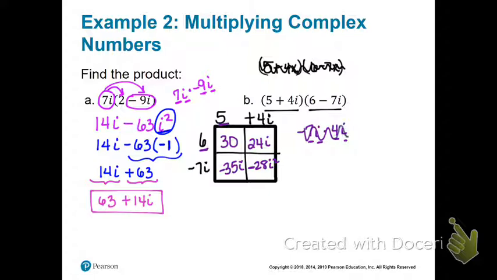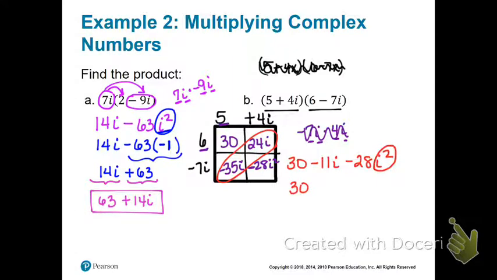Okay, I'm going to write down what I've got here. Now remember, the nice thing about the box is the diagonal usually has my like terms in it. And it does in this case. So I have 30. 24i minus 35i is negative 11i. And then I have my minus 28i squared. Well, again, there's that i squared. So we're going to work on it.